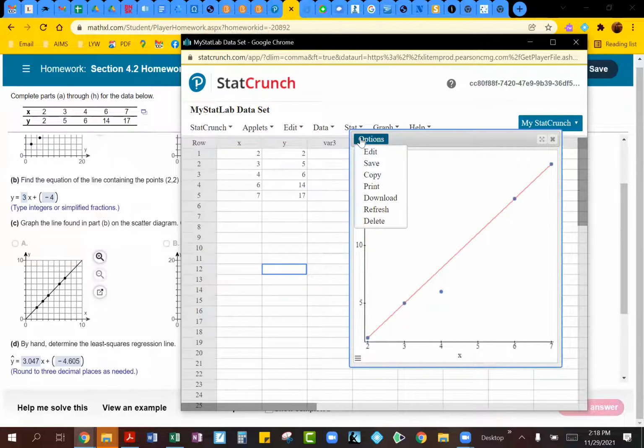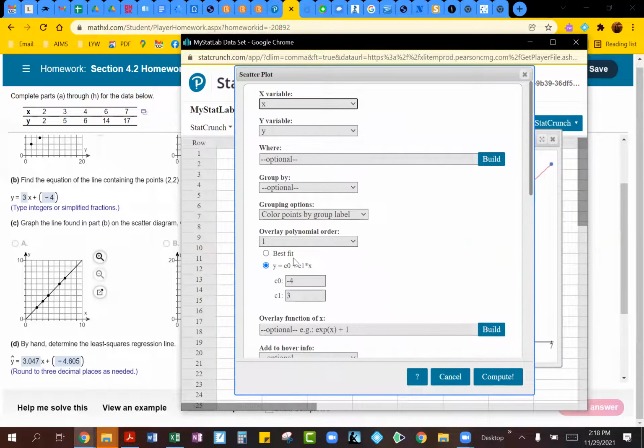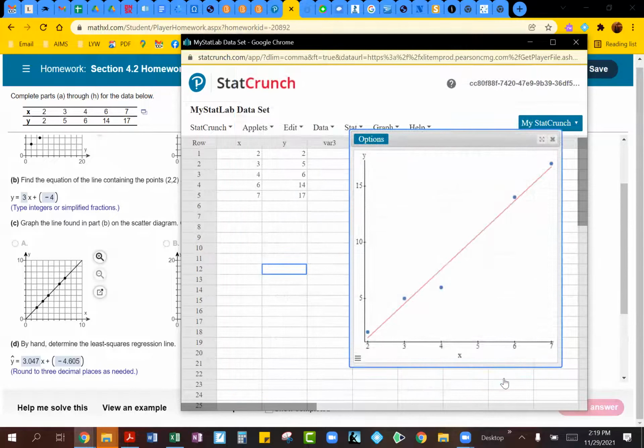And go under options again, edit. You're actually going back to this same polynomial order we did over here, but now put in your newer approximation. So remember, for our slope, you've got 3.047. So just change that number. With the y-intercept, you had -4.605. So again, just update those numbers, click compute, and you will see your line changes a little bit here.